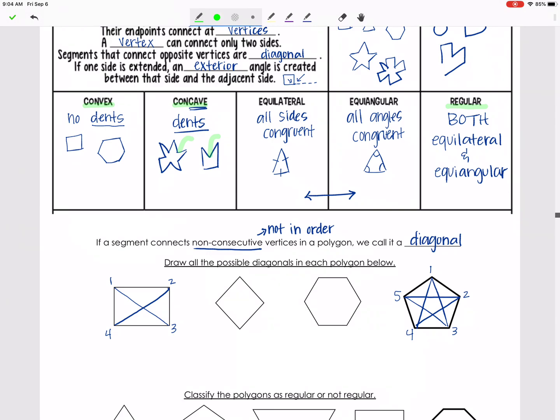Okay, so notice if you were going to count the total, we have 1, 2, 3, 4, 5 total diagonals for a shape that has 5 sides. Okay, so you take a second, on your own, go through and figure out the diagonals for the shapes in the middle, for that 4-sided figure and the 6-sided figure.